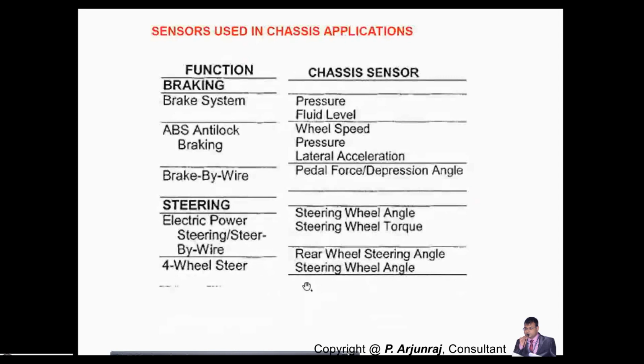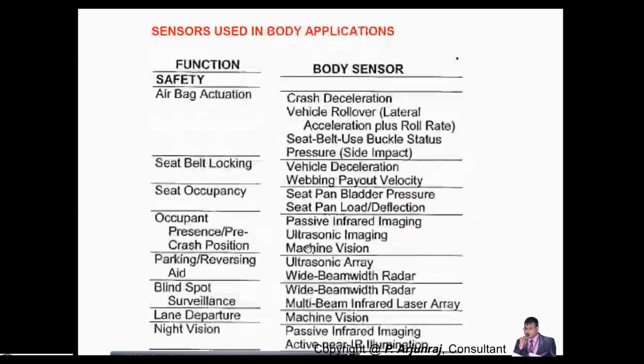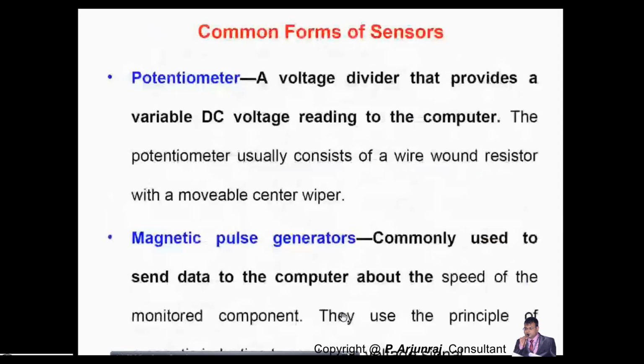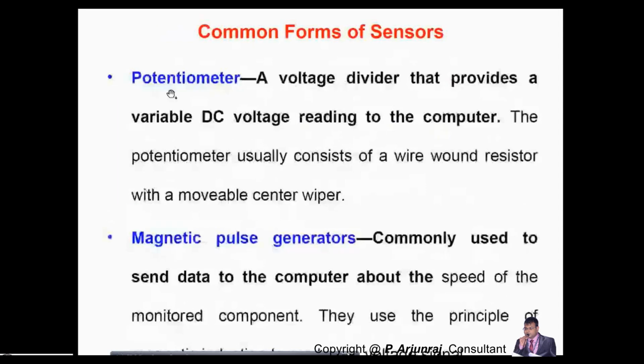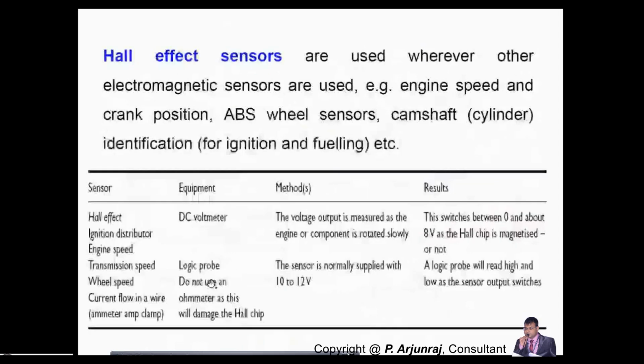All these sensors you will study in automotive control systems. Automotive control system is also quite an interesting subject, but it is mostly based on control system activities, where you get a lot of mechatronics topics also. You have a lot of sensors in the form of piezoelectric devices, piezoresistive devices, potentiometers, magnetic pickup generators, and also Hall effect sensors. We have a lot of applications.